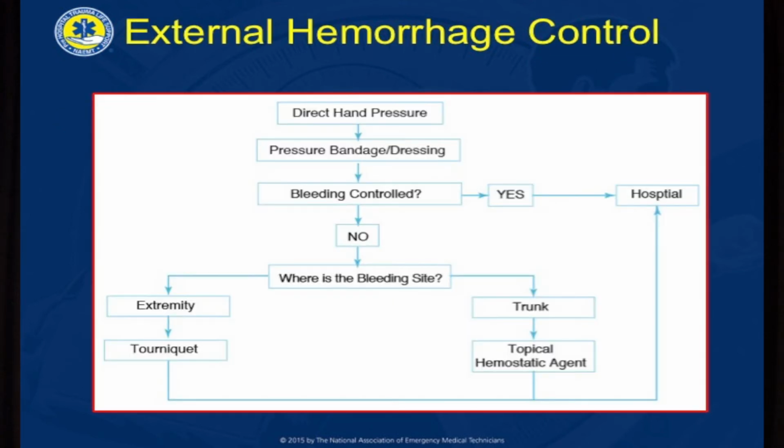All right, so direct pressure, right? Pressure bandage and dressing, and if that doesn't work, like we said, tourniquet if it's on the extremity. If it's in the trunk of the body, then we'll use those hemostatic agents to help control that. If it's an internal bleed or if it's a bleed you cannot control, get them to the hospital as quickly as possible.